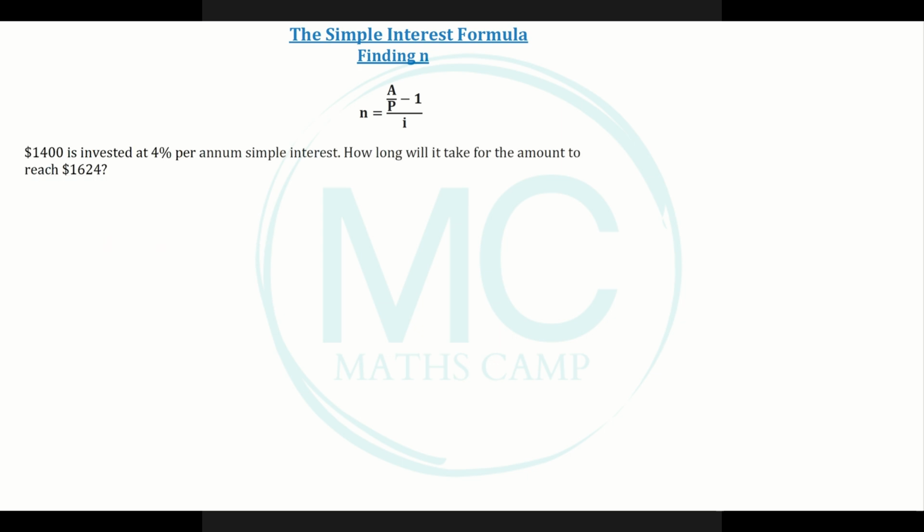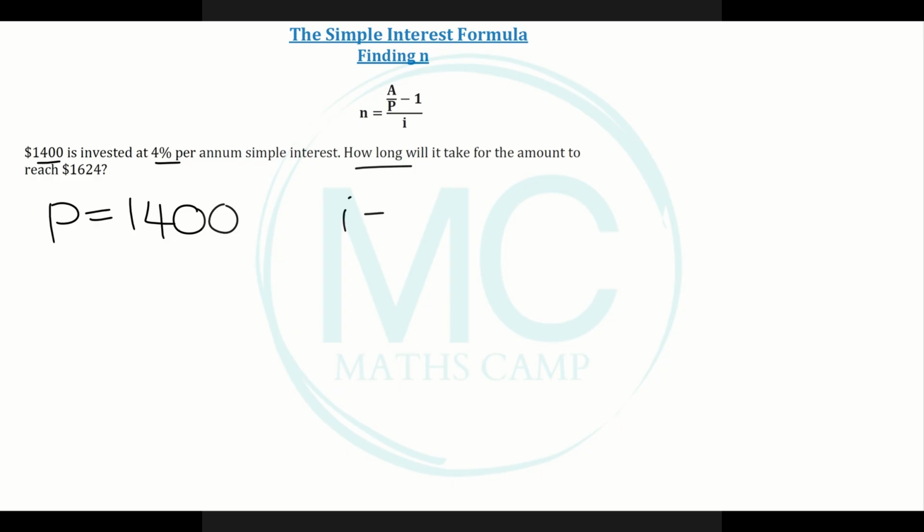$1,400 is invested at 4% per annum simple interest. How long will it take for the amount to reach $1,624? We are looking at the duration, so we need to solve for n. Let's start by finding our A, P, and I values. $1,400 is invested. This is the principal amount. So we can say P is equal to 1,400. It is invested at a rate of 4% per annum. This is our I value.